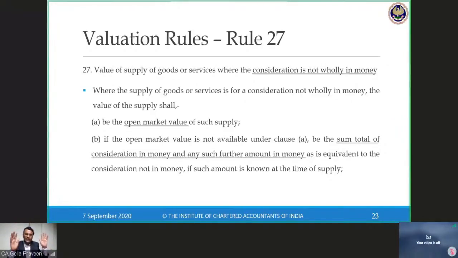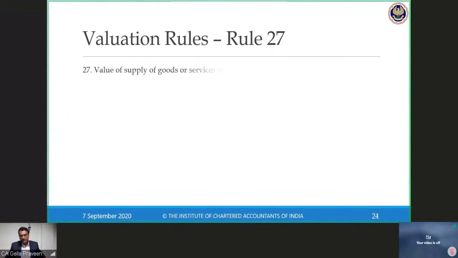So if there is an open market value, go with that open market value. If there is no open market value, take what is in cash, and to that add something which is in monetary terms. Like the example of Pinky's case. Pinky went to the jewelry shop to buy a ring. The cost of the ring is 25,000. I have collected cash of 22,000. Rule 27 says cash consideration, the sum total of consideration money 22,000, and such further amount in money plus that old ring 3,000, both put together 25,000. This is what Rule 27 says.